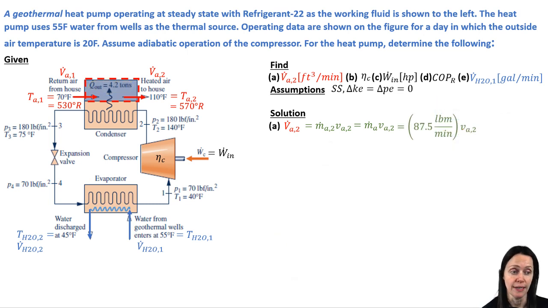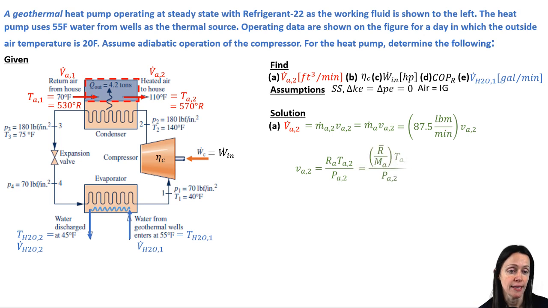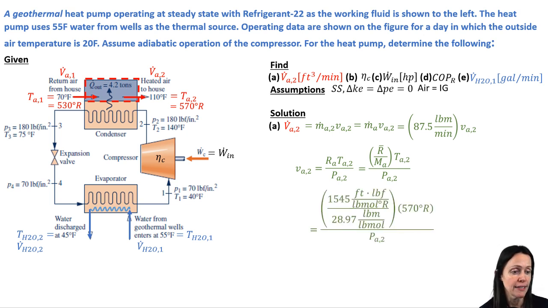Now I need to deal with that specific volume of the dry air at 2. So if I assume I've got an ideal gas, I can apply my ideal gas law. That specific gas constant, I need to figure out what that is. So it's R bar, the universal gas constant, over the molar mass of air. I've got all those things, right? I've got the universal gas constant, I've got the molar mass of air, I've got the temperature of the air at state 2, and of course I need to put that in Rankine, not leave it in Fahrenheit.